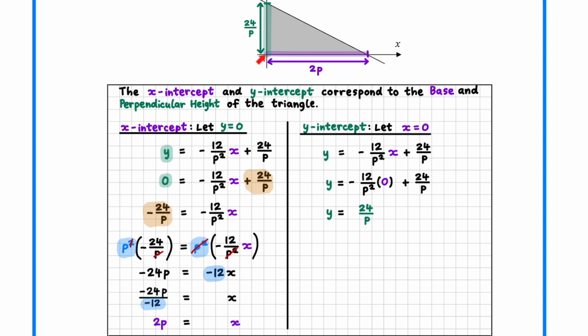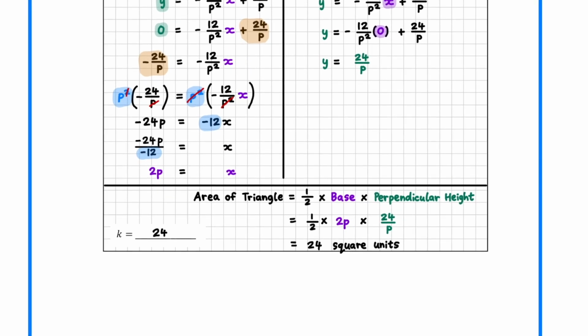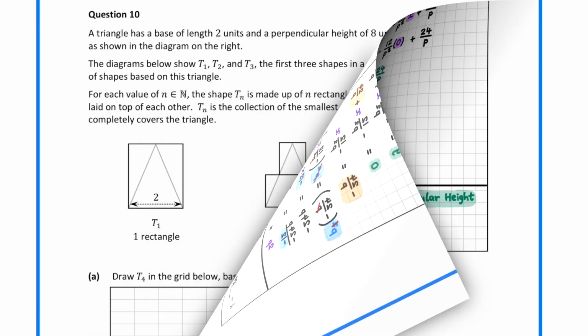The perpendicular height of the triangle corresponds to the y-intercept of our line. To find this, we let x equal to 0. Calculating the right-hand side tells us that y, the perpendicular height, is 24 over p. We get our final answer by subbing these values into the area of a triangle formula and simplifying.